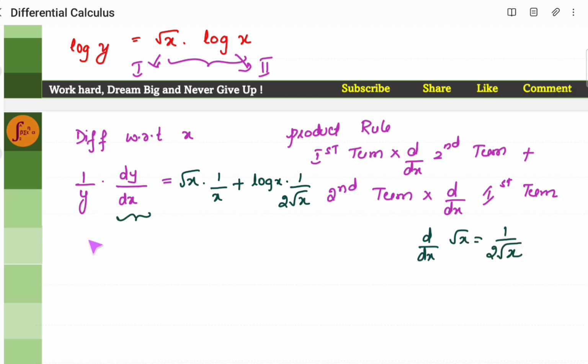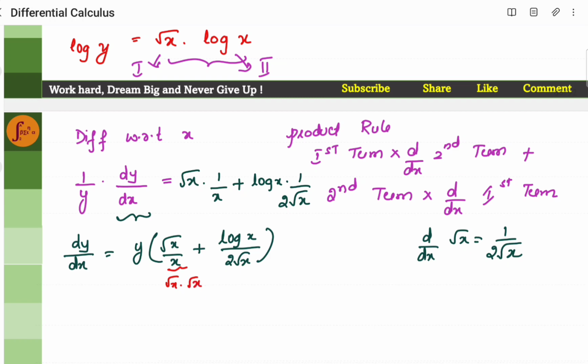Now we'll just find dy by dx. We'll shift this y to this side, so 1 by y becomes y by 1. So dy by dx is y into this entire expression. Here I will cancel x. x can be written as root x into root x, so I'll cancel one root x and be left with 1 by root x. So I'll get y into 1 by root x plus log x by 2 root x. This is nothing but dy by dx.